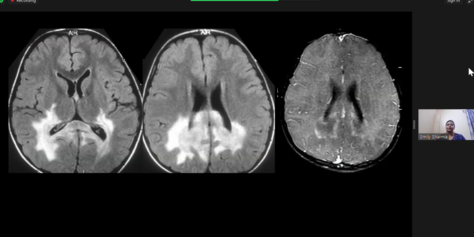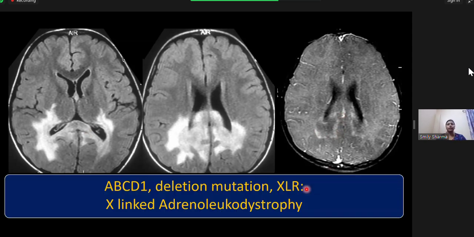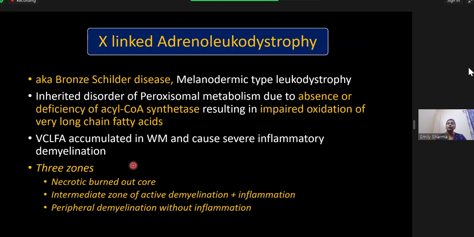Yes. So very good. It is X-linked adrenoleukodystrophy. We see the characteristic periventricular involvement in the parieto-occipital region, and we also see the characteristic enhancement seen in adrenoleukodystrophy. The gene associated with it is ABCD1, which was positive in this patient, and this patient was X-linked recessive. So X-linked adrenoleukodystrophy, also known as Bronze-Schilder disease, is due to the absence or deficiency of acyl-CoA synthetase, and it results in impaired oxidation of very long-chain fatty acids.